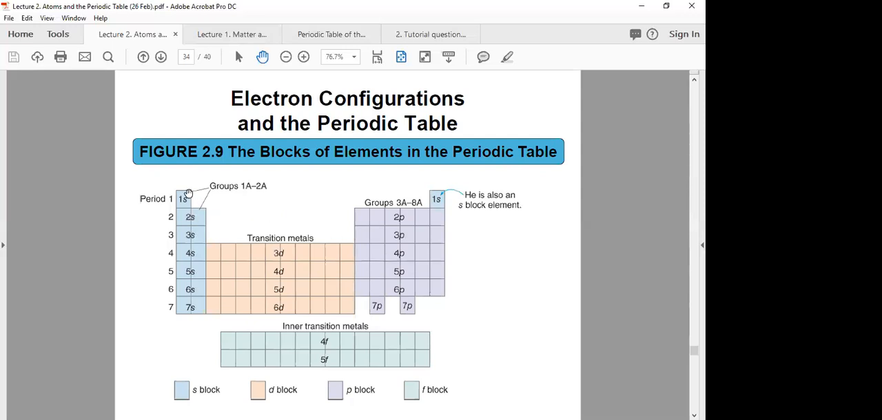So let me just explain a bit further. Atoms of all these elements here contain their outermost electrons in an S subshell. All the elements that are D block elements contain their outermost electrons in a D subshell, and so on. Okay, we don't usually use these different blocks, but there is one tutorial question, so keep it in mind just for that.